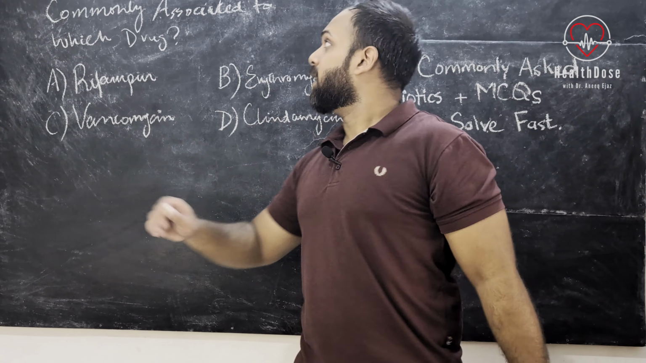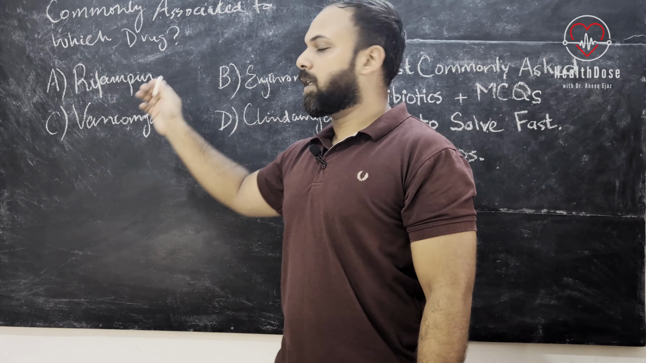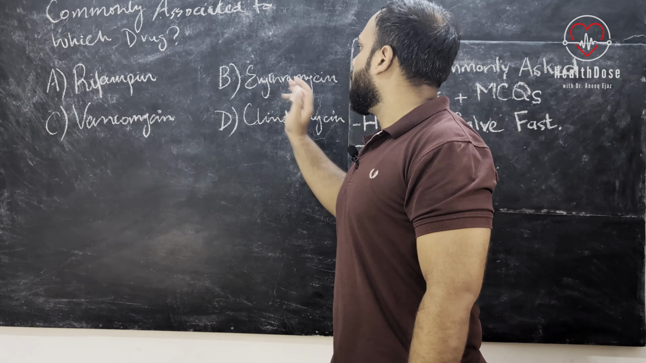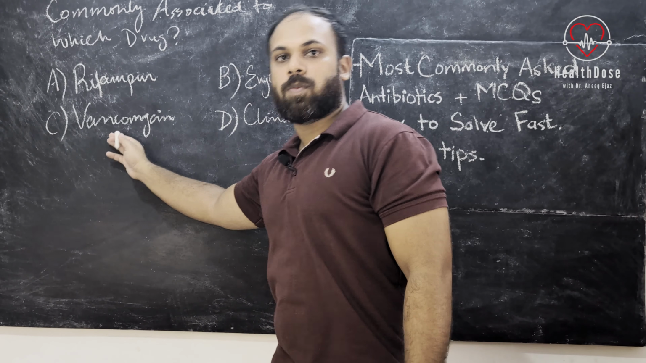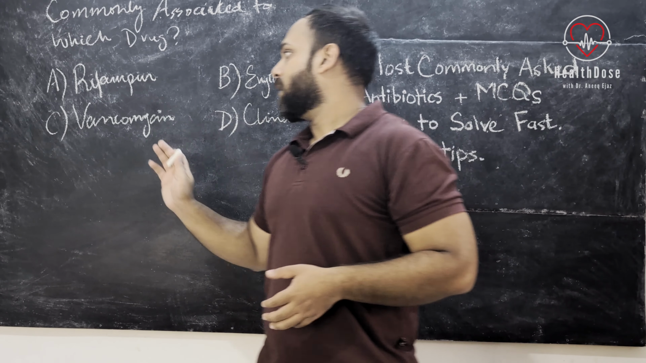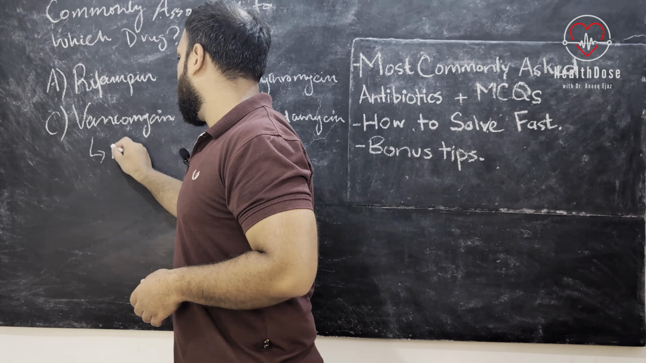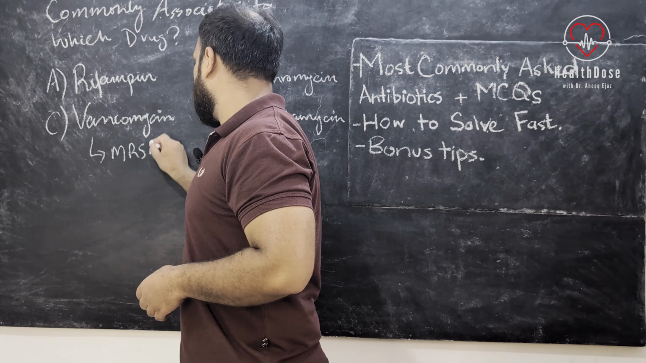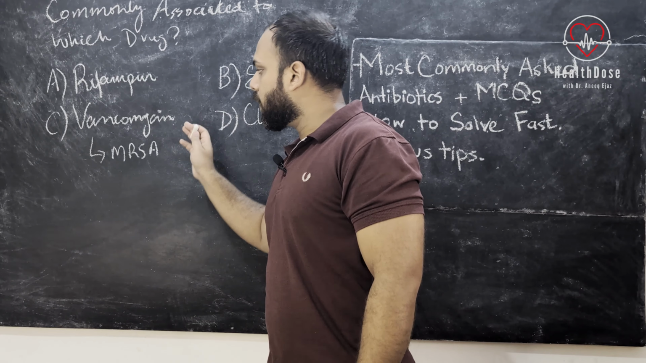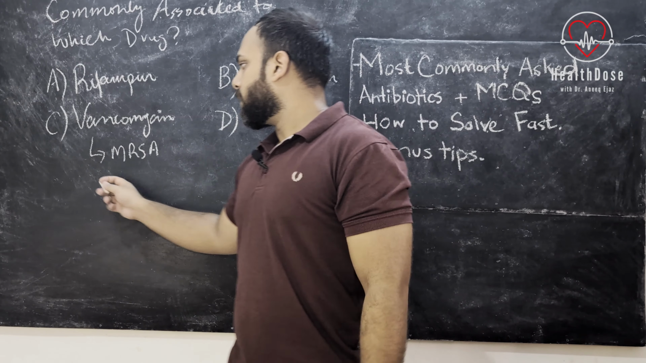So the next question is, Redman syndrome is commonly associated with which drug? Let's read the choices: A, rifampin, B, erythromycin, C, vancomycin, and D, clindamycin. As we discussed earlier, vancomycin is the drug that is good for MRSA, methicillin resistant Staphylococcus aureus.